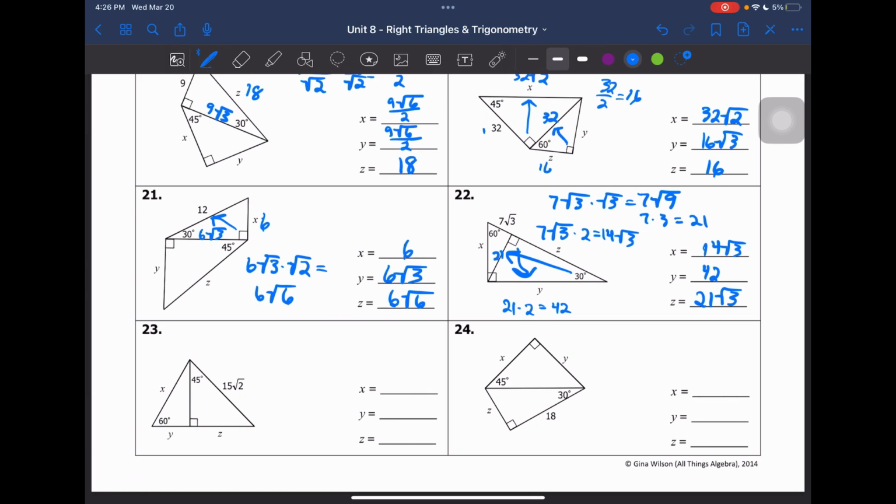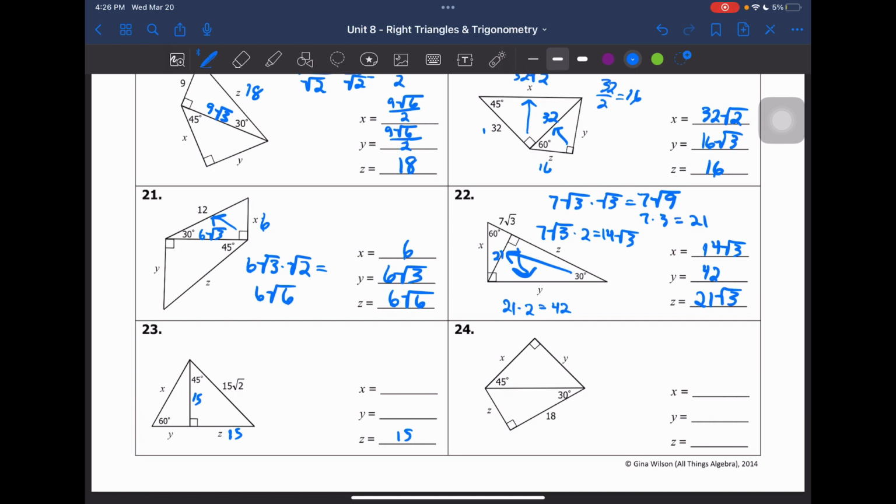All right. And then let's look at 23. So I have a 30, 60, 90 triangle and a 45, 45, 90 triangle. I know the hypotenuse of that 45, 45, 90 triangle. It's 15 root 2. Well, I can easily find what the legs are, because 15 root 2, if I divide that by root 2, I'm just going to cancel out the root 2. So this is 15 and this is 15. So I know that z is 15.